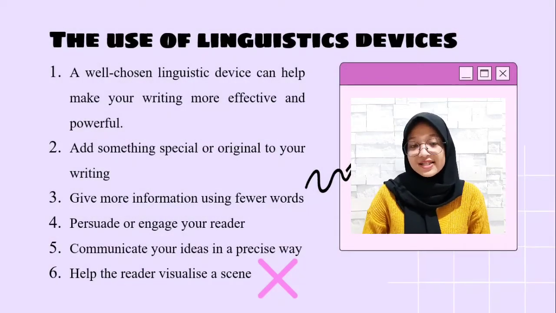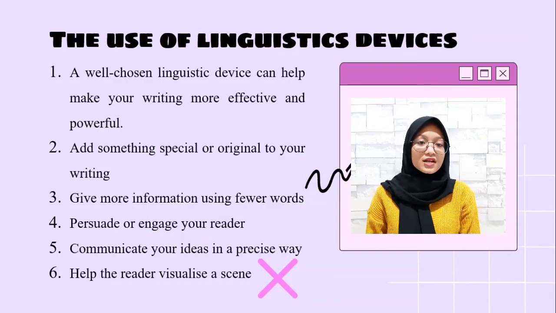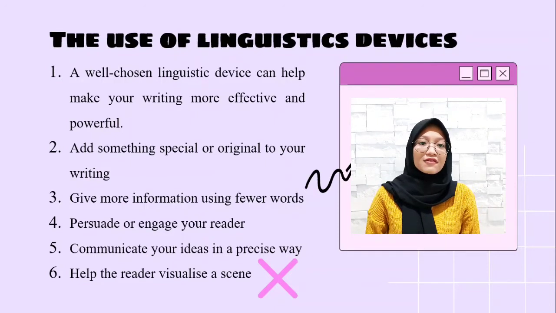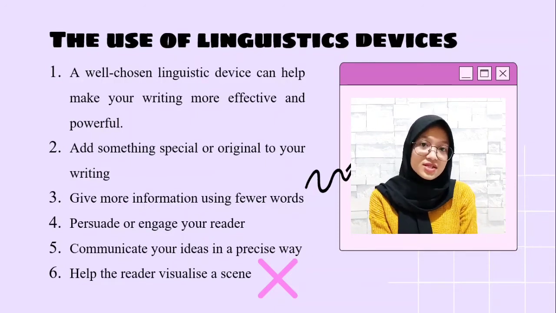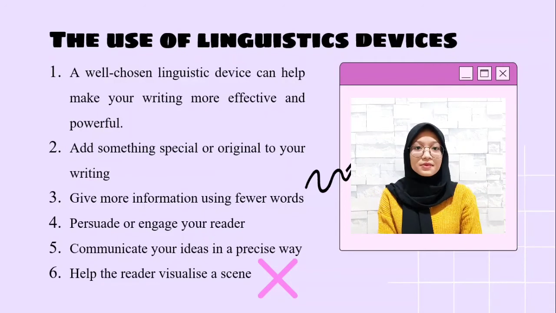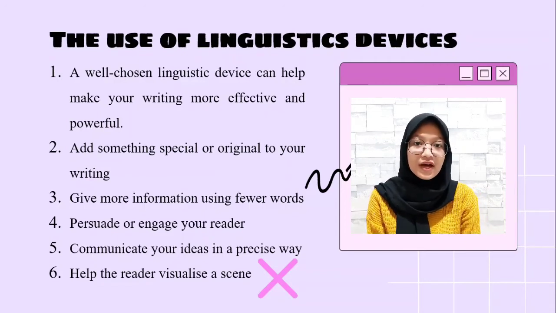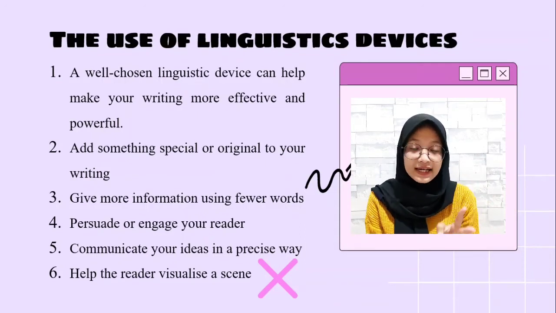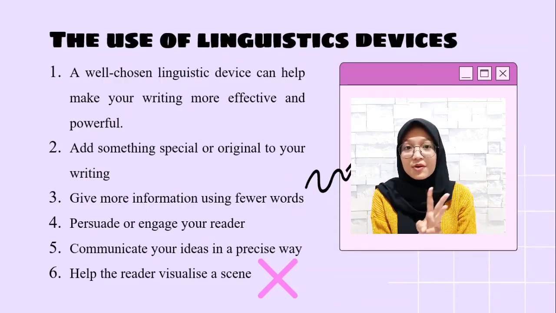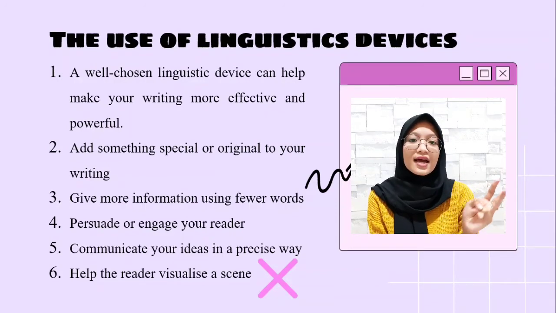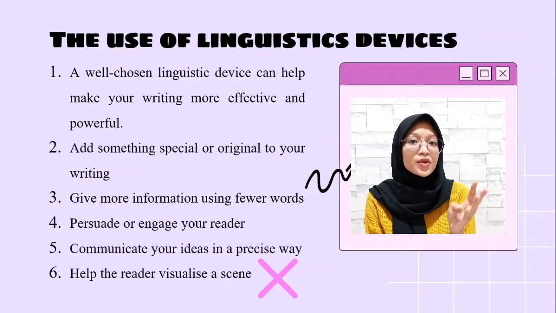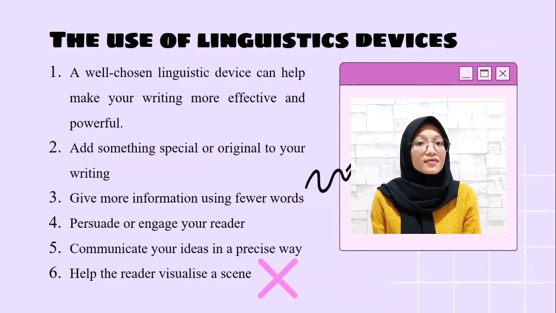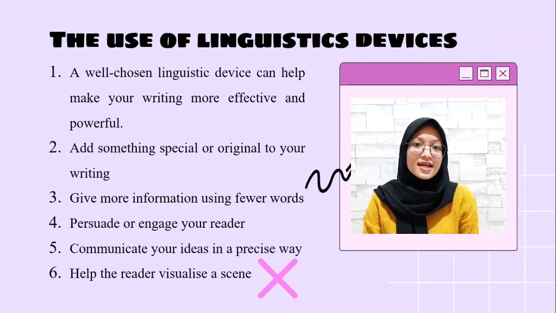Okay, the last but not least important point is the use of linguistic devices. First, well-chosen linguistic devices can help make your writing more effective and powerful. Next, they add something special or original to your writing, give more information using fewer words, and persuade or engage your reader. They communicate your ideas in a precise way and help the reader visualize a scene.